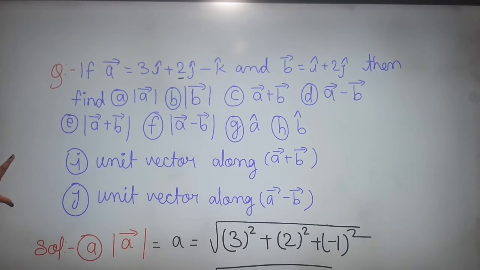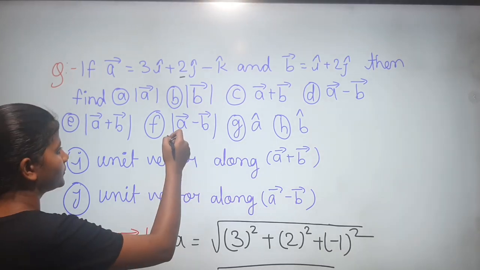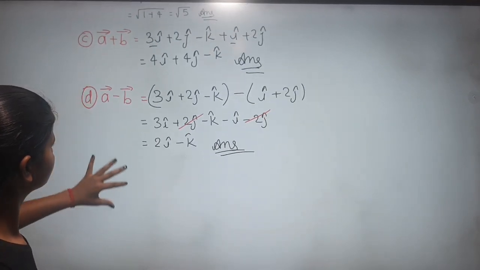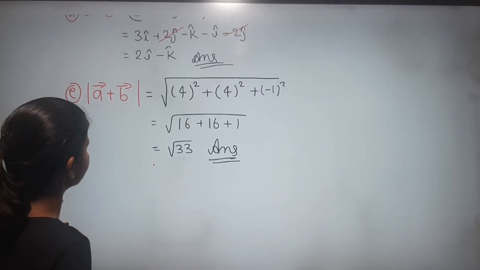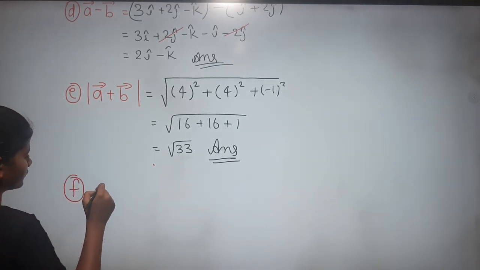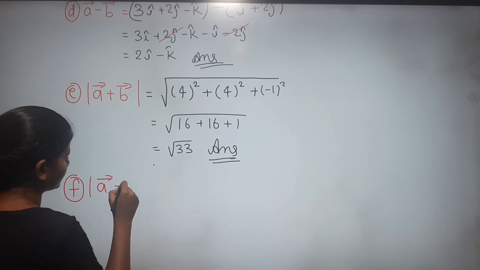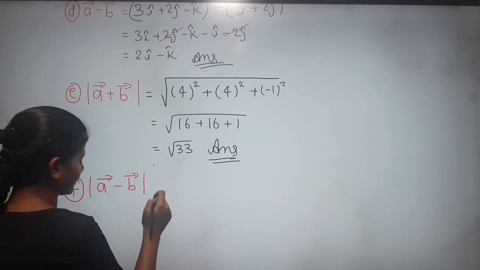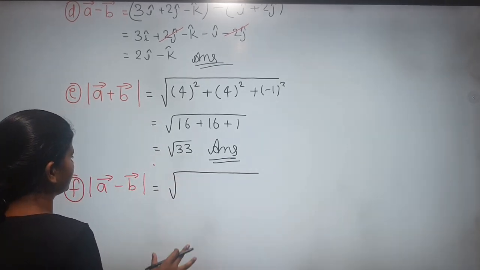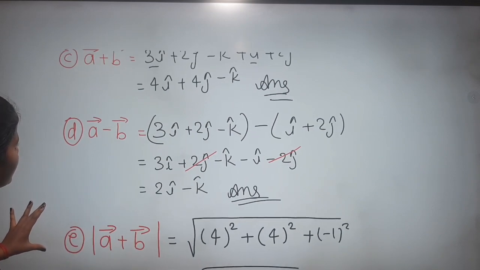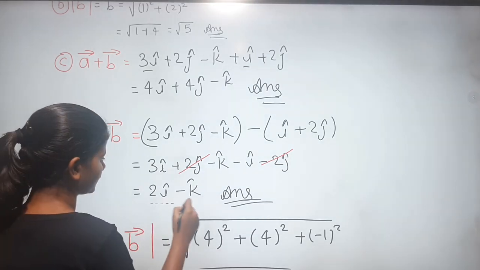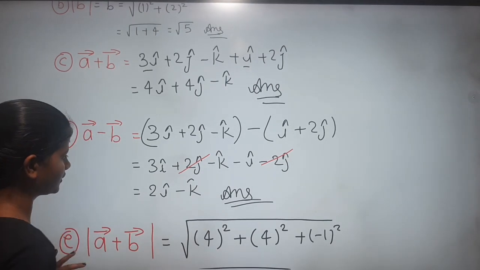Now we have to find the magnitude of a vector minus b vector. So root under magnitude of a vector minus b vector. Here we had already found a vector minus b vector. It gives 2i cap minus k cap.